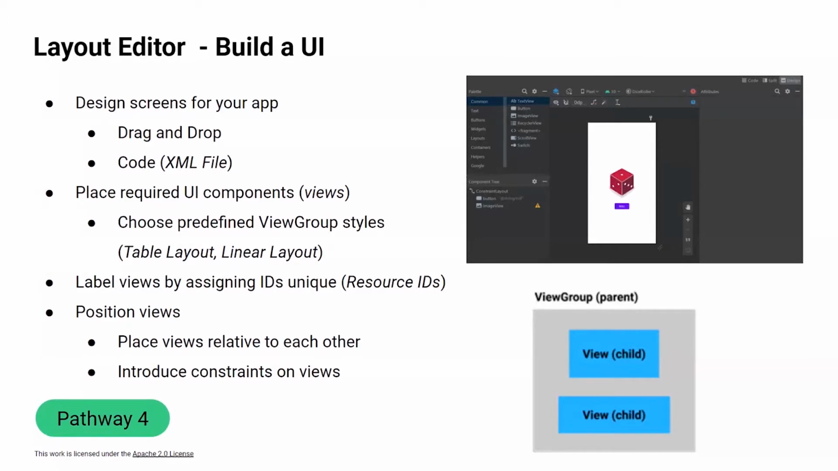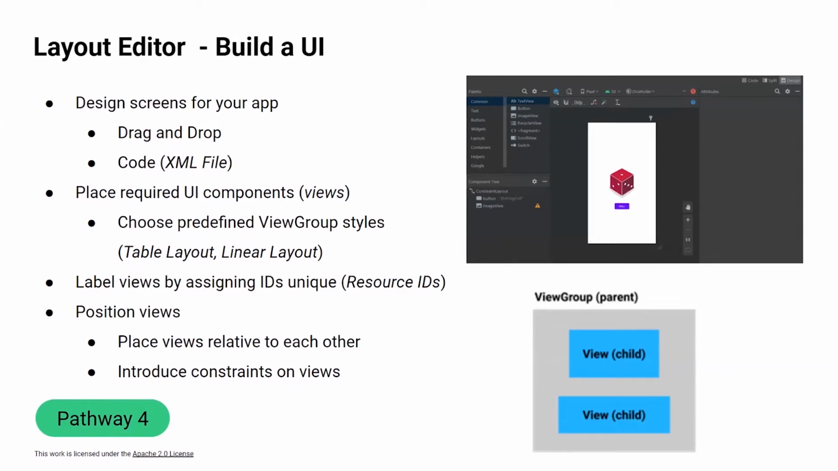You can actually do this in two ways, either through a drag and drop mechanism or via code, where you change a code file. We'll design screens using both these ways throughout the course, and I'll touch upon each of them at the appropriate time. With the help of the layout editor, you can place your UI components or views just as how you want them to appear on a device.